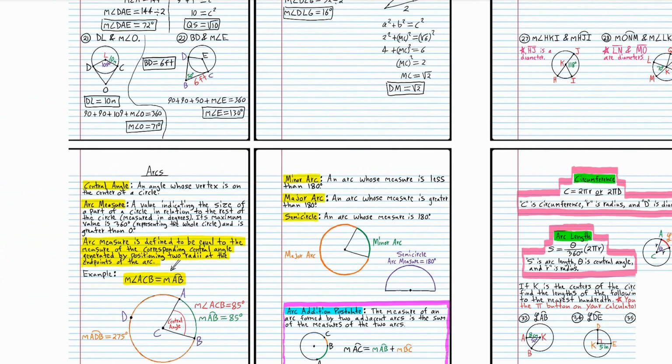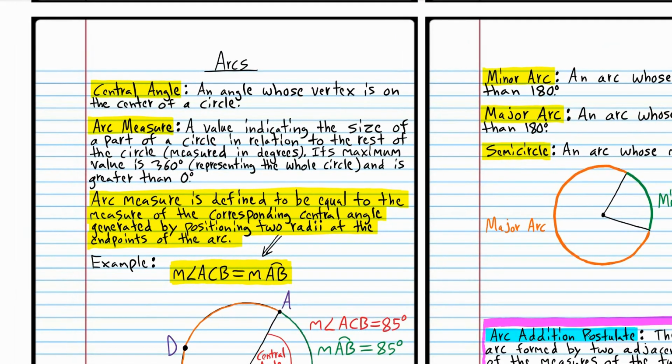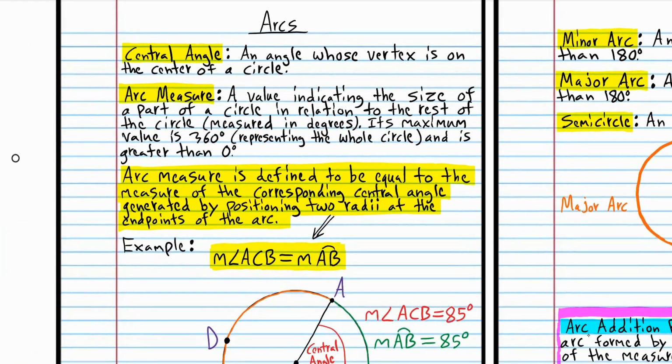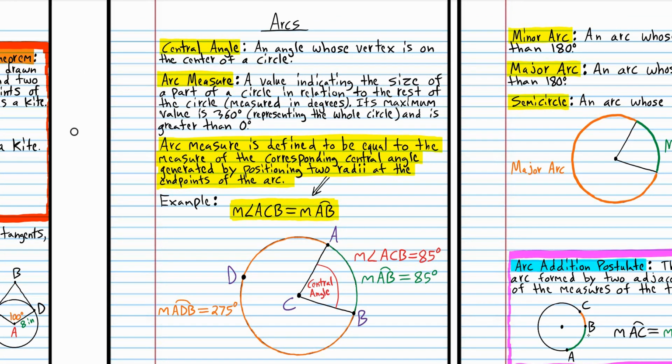All right, moving along here, now we're going to learn about arcs. We're first going to learn central angle. A central angle is an angle whose vertex is on the center of a circle. So this is central angle here. You can see the vertex of that angle is the center of the circle, and the sides of the angle are radii.